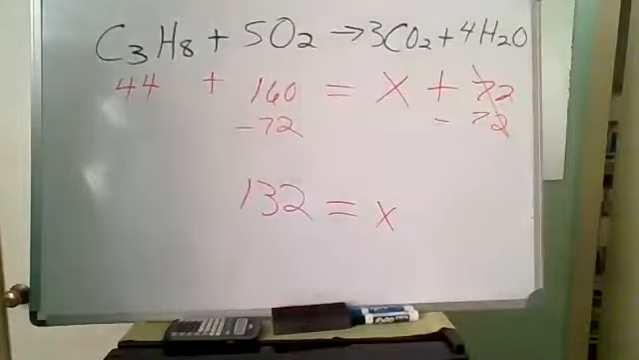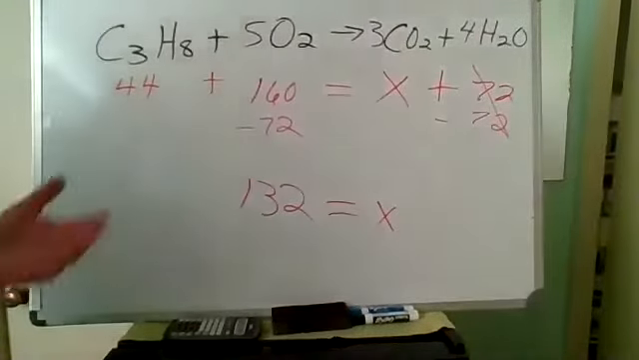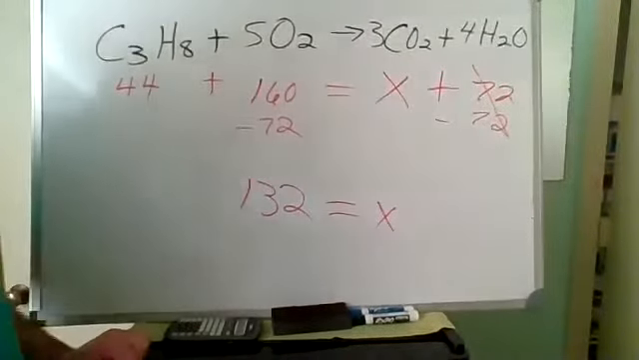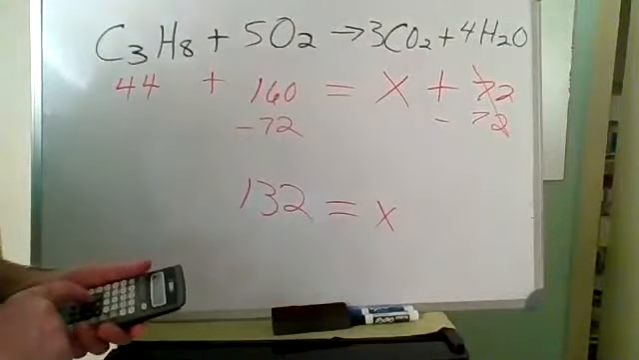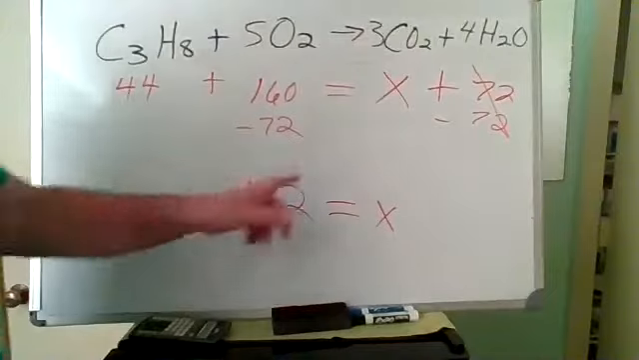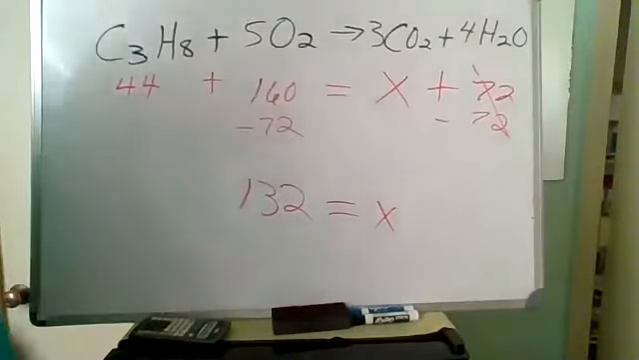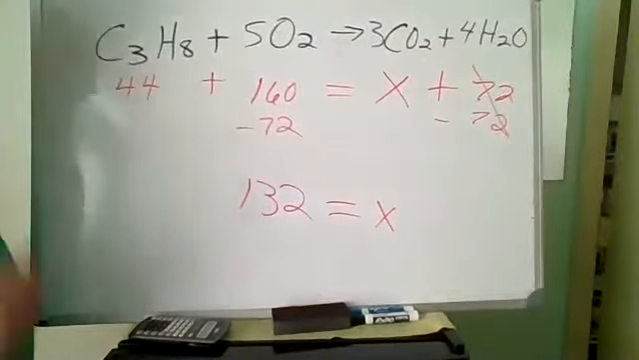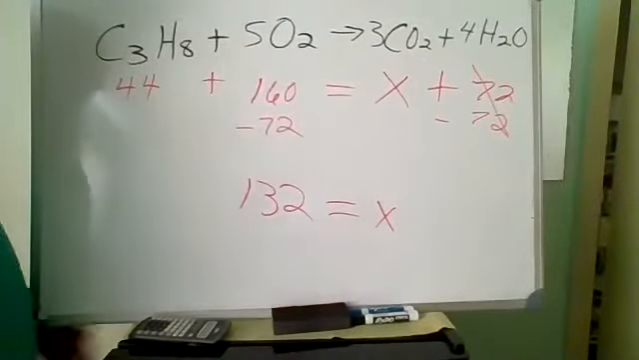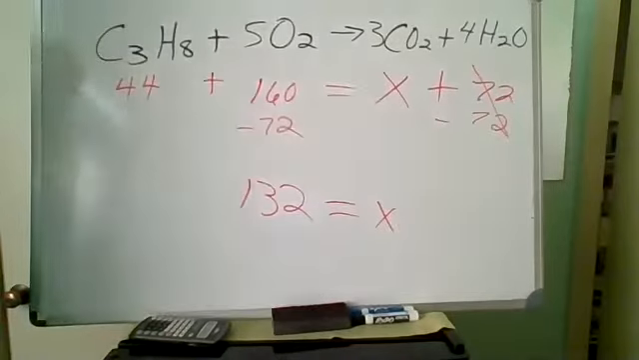And we can see why global warming is such a problem. You get 3 times as much carbon dioxide gas released into the atmosphere as the propane that you burn. So this is why the burning of fossil fuels is such a problem.